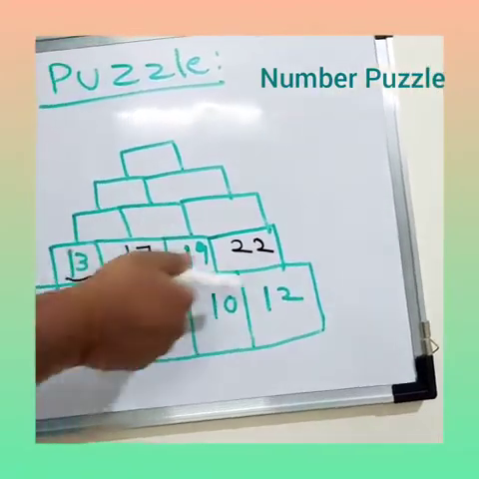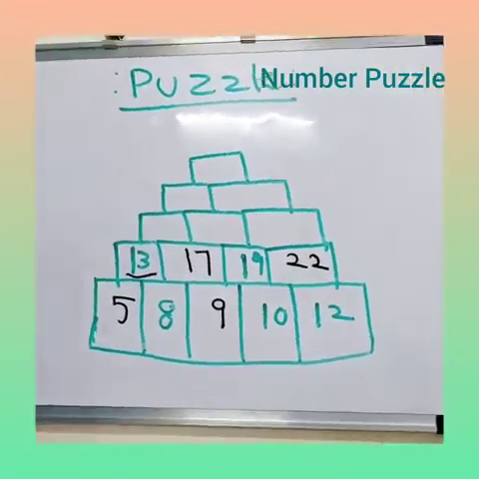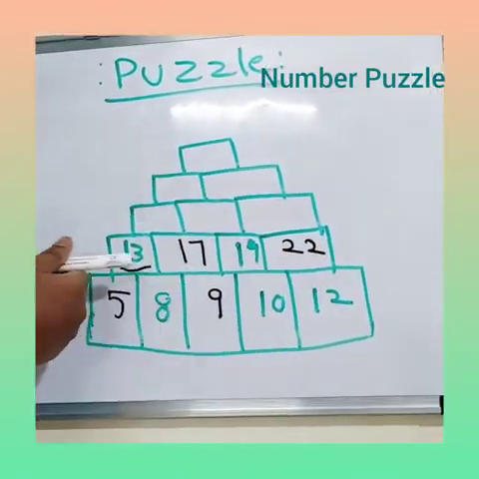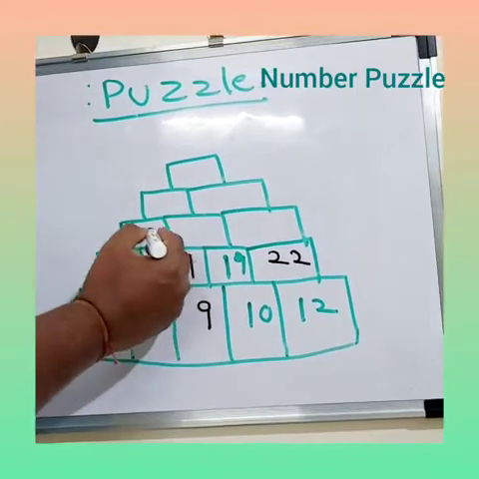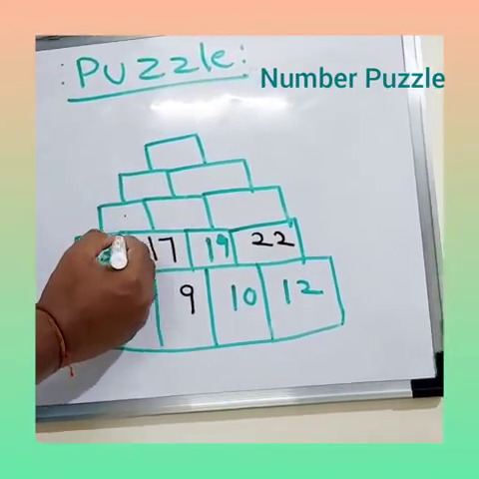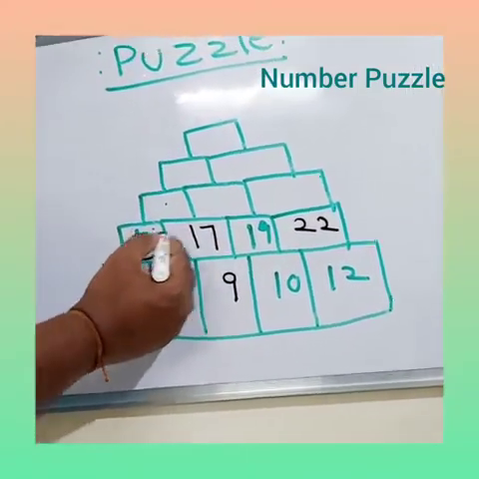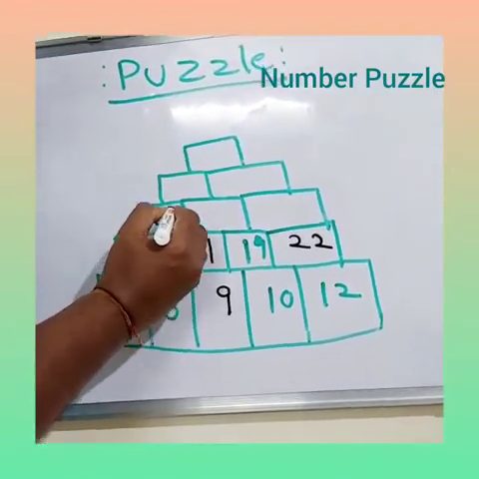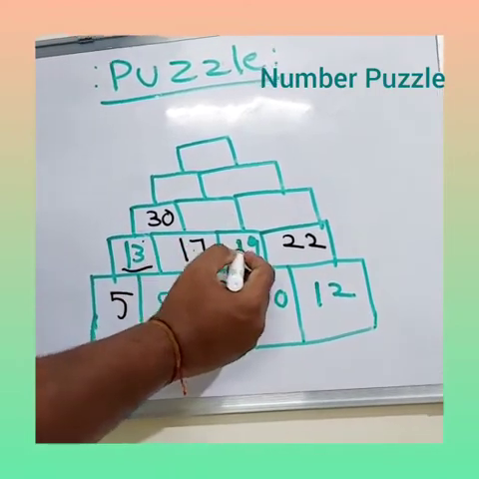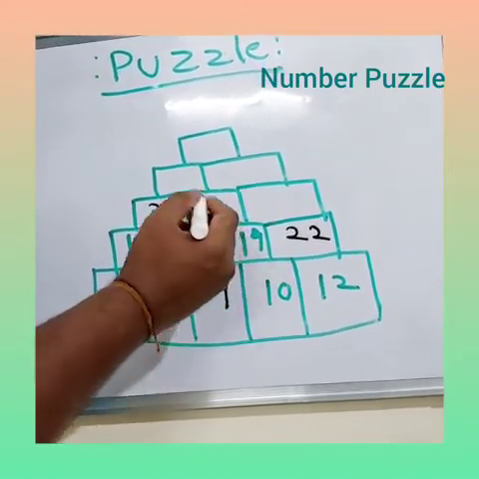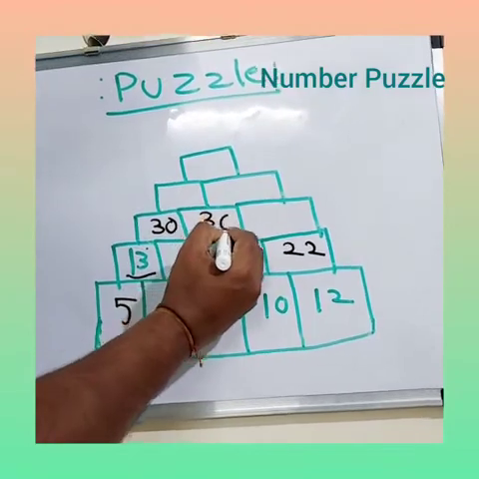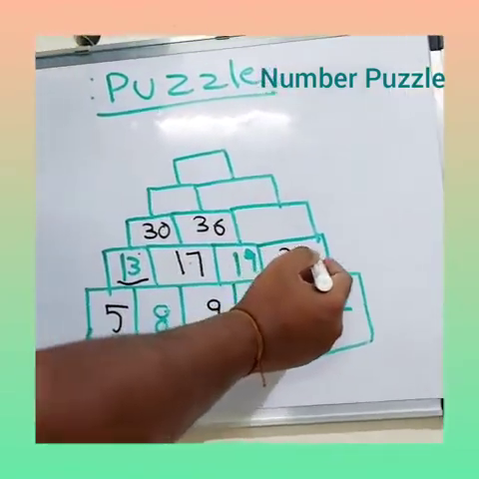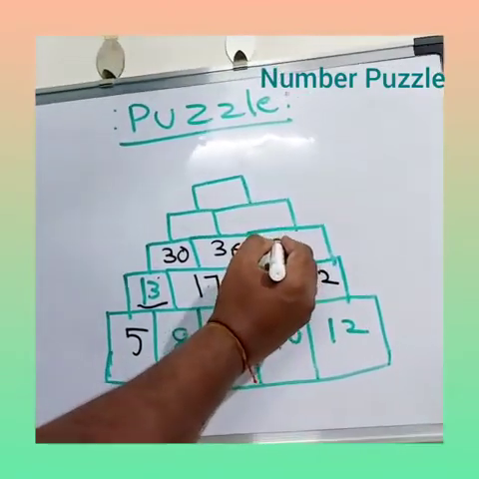Now it is the easiest way to complete the rest of the blocks, because we have the values for this complete second row. Now each block should be the sum of the two below it. When you add 13 plus 17, what is the value? It is 30. When you add 17 and 19, what is the value? It is 36. When you add 19 and 22, what is the value? 19 plus 22, that is 41.